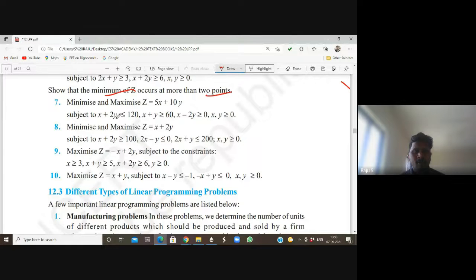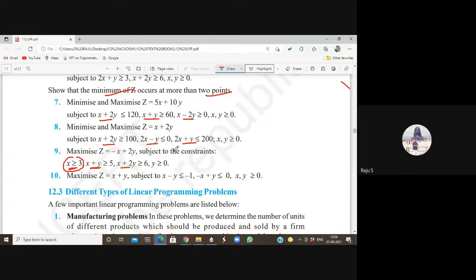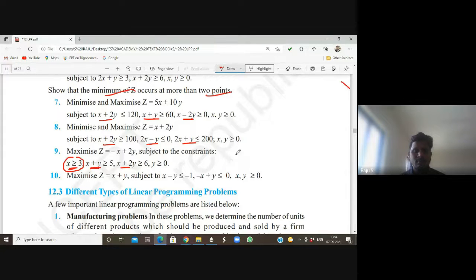Here we are going to draw the 3 lines. 1, 2, 3. Here also 3. 1, 2, 3. Okay, here you can observe that x greater than or equal to 3. Like in the previous question, x comma y greater than or equal to 0, but here x must be greater than or equal to 3. Means we are going to get the region like this, after 3.